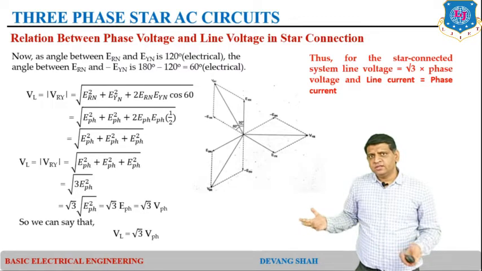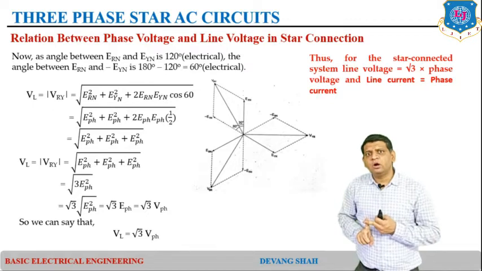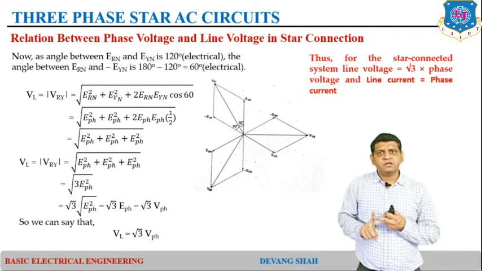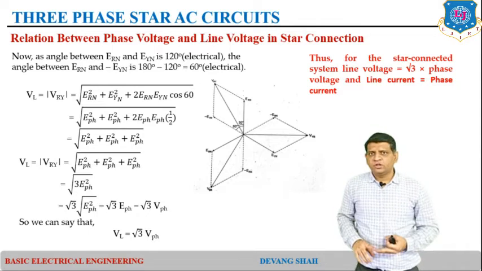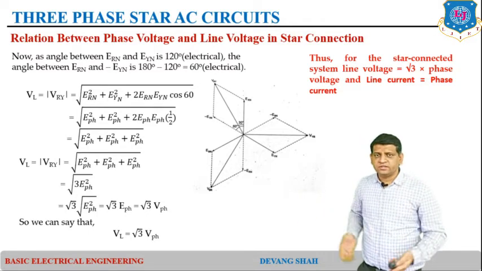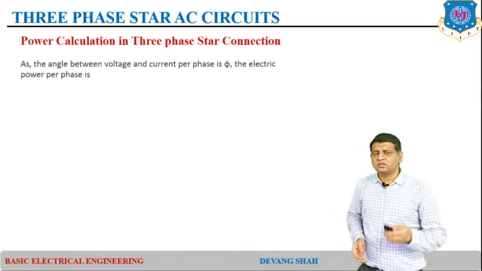So we have already discussed the phasor diagram. My point number one is to find the relation of VL versus EPH and IL versus IPH; that part is done. Point number two is to draw the phasor diagram, so this is the phasor diagram. Point number three we can consider as the power calculation. So let's calculate the power.